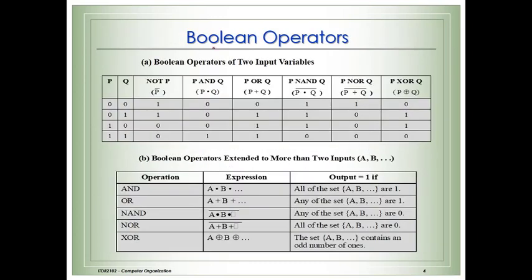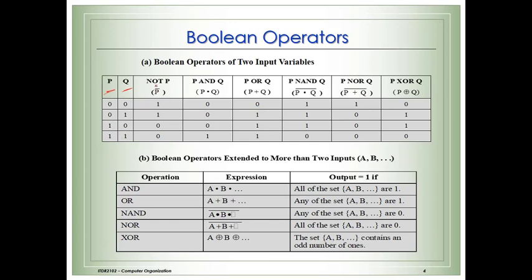So here we are going to see all these three operators, AND, OR, NOT, and some more operators we are going to see. So first we will see these operators for two input variables. For example, let's say that we are having two inputs P and Q. The possible inputs for P and Q can be: both are 0, 0. Another possibility is that P is 0 but Q is 1. Another possibility is that P is 1 but Q is 0. And the last possibility is that both P and Q are 1.